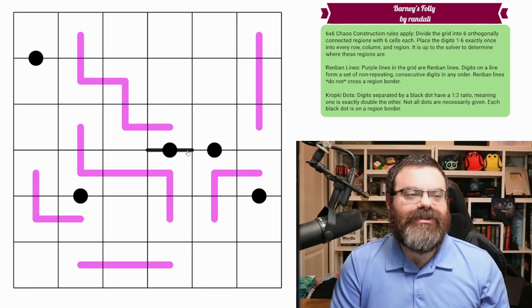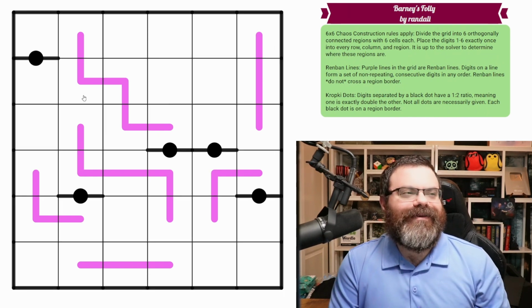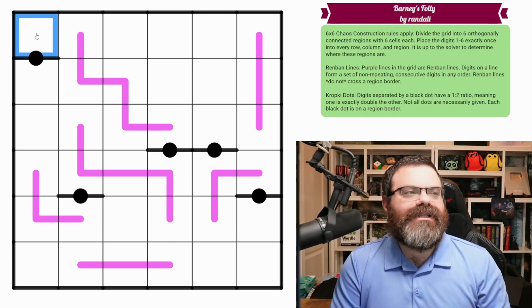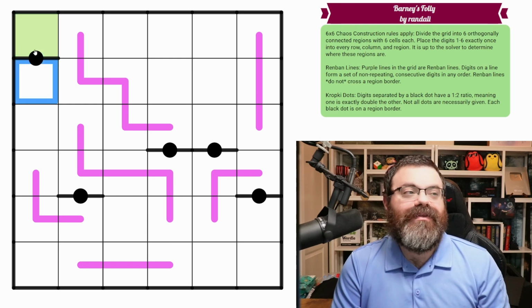Well, of course, I'm going to start by just drawing a region border across every black dot. I'm also going to draw the outline of the whole puzzle. There we go. Okay. So I'm going to use colors for our regions. I'm just going to use all 6 of the colors on the basic palette here. So we're going to call this the green region. And we know this is a different region than green, so we'll call it the purple region.